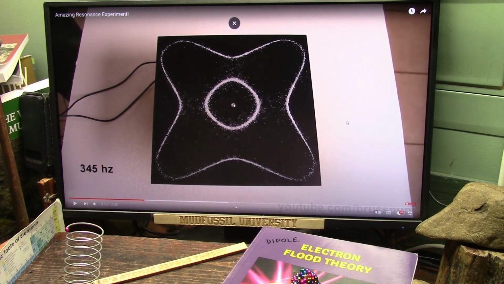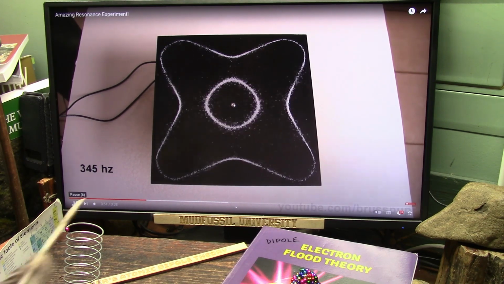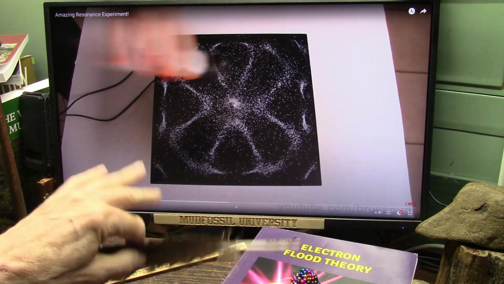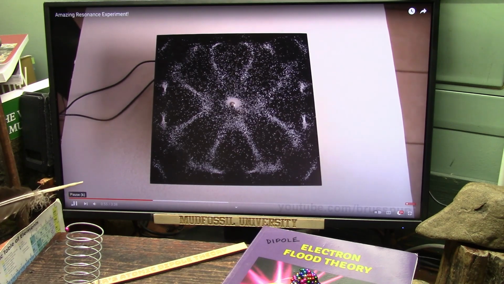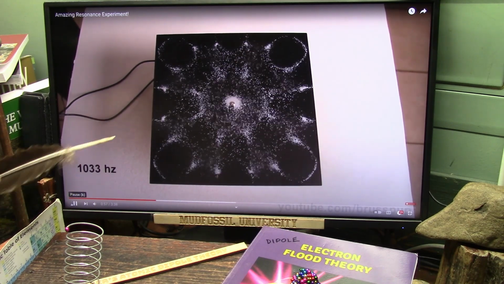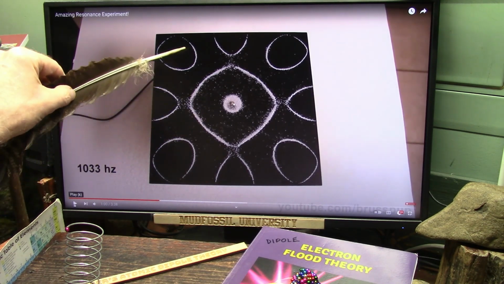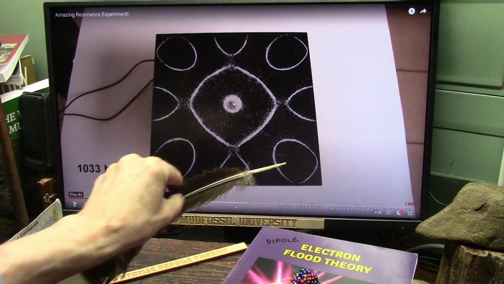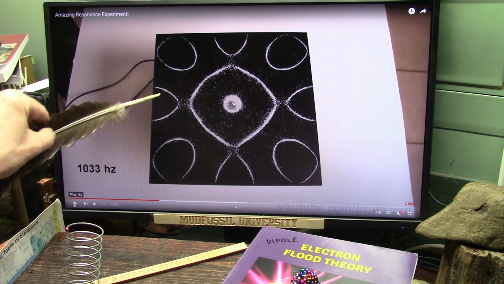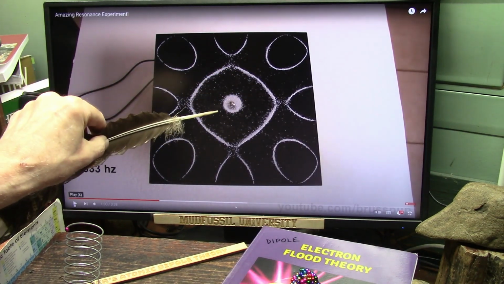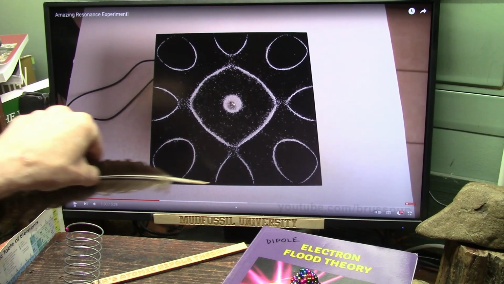And watch what happens as they go up in frequency. It's just unbelievable. So that's locked in at that frequency. Now look, they're going up to 1020, 1033. Look at this. 1, 2, 3, 4, 5, 6, 7, 8. That's the rule of 8. And now here is the core and the 8 electrons surrounding it.